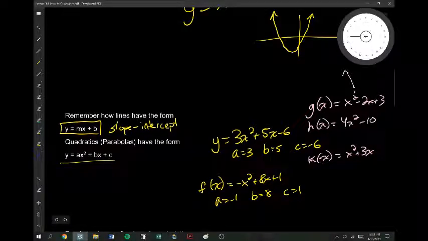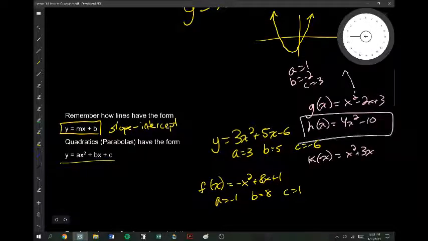For this first one, the a value is 1, the b value is negative 2, and the c value is 3. The fact that the b value is negative, like the fact that any of these can be negative, is a very big deal. Okay, so they can be positive or negative. For h, the a value is 4.